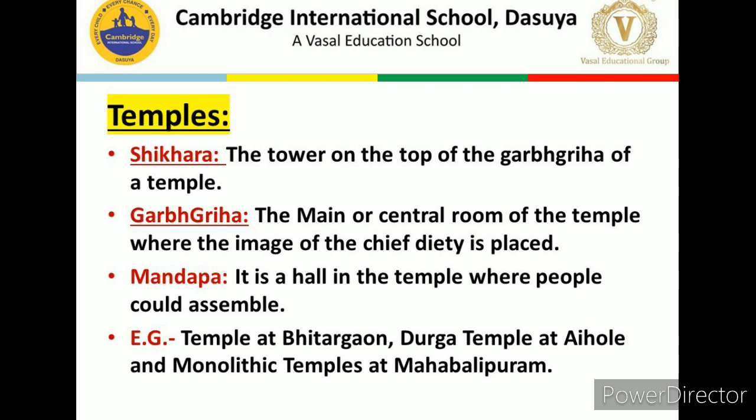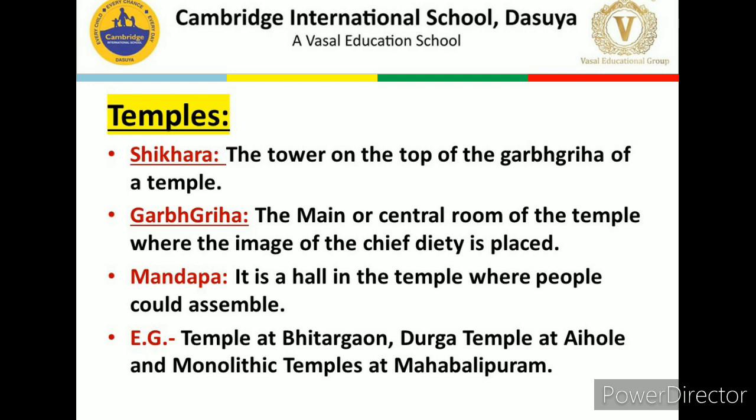One is the temple at Bhitargaon, where we have found the Shikhara on it. And then we have also discussed the Durga temple at Aihole and the monolithic temples at Mahabalipuram. So let us discuss these monolithic temples.